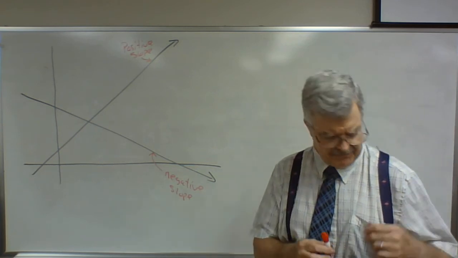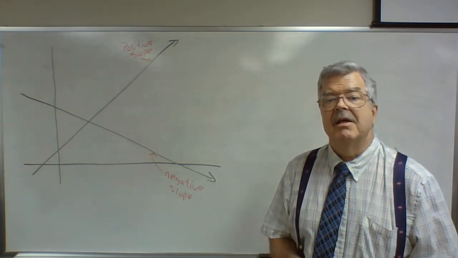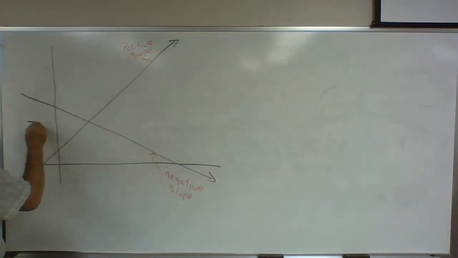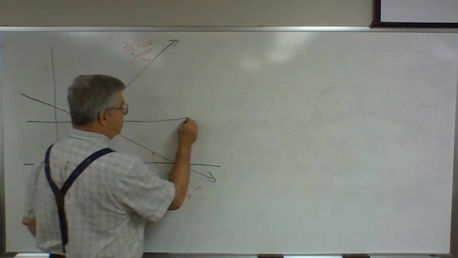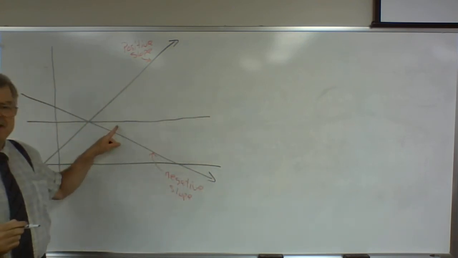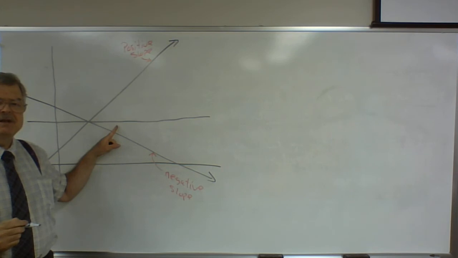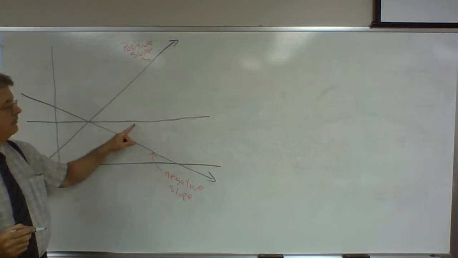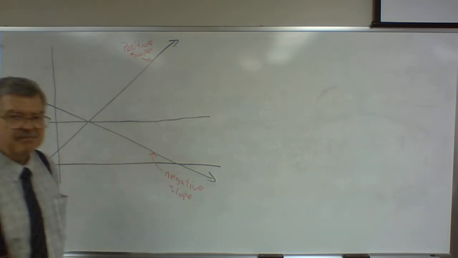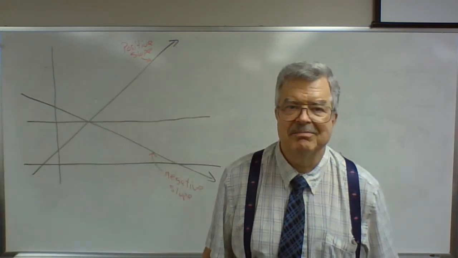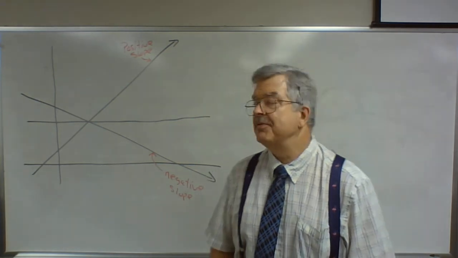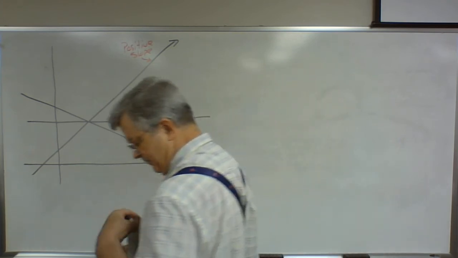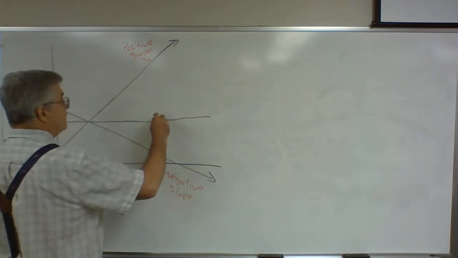Now let's apply this to slope. This line right here, it's not going uphill, it's not going downhill. It's not going uphill, so it's not positive. It's not going downhill, so it's not negative. So what's the slope? The only slope that could be between the positive slopes and the negative slopes: 0 slope.